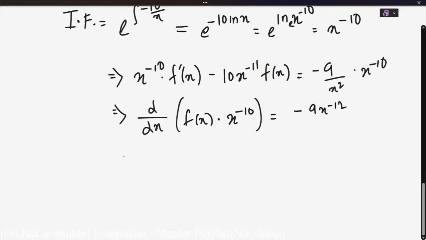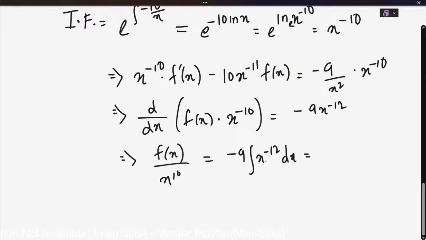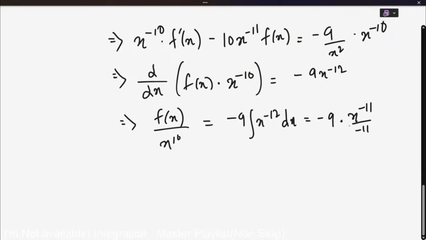Okay, now we integrate both sides. We get f of x divided by x to the power 10, and remember that x greater than 0, so all of this makes sense, is equals to minus 9 integration of x to the power minus 12 dx. Now, this is one of the simplest integrations, obviously, and this would simply give you x to the power minus 11, I guess, by minus 11. Okay, and there would be a plus c. You would get f of x by x to the power 10 equals to, so the minuses will cut off. It will have 9 by 11 x to the power 11 plus c, correct?